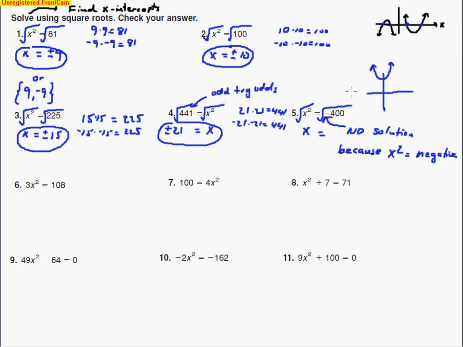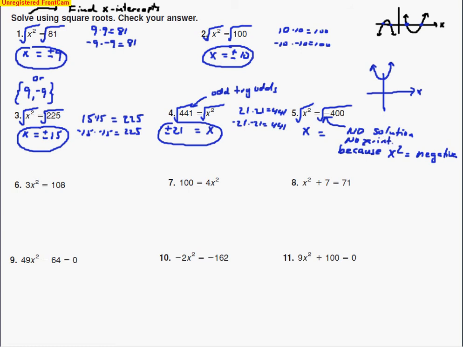I know it'll open up, and it'll cross at positive 400 actually. And it'll cross the y-axis at positive 400, but it will never come down to the x-axis. So that's why we just say there's no solution or no x-intercepts. That's what we have there.